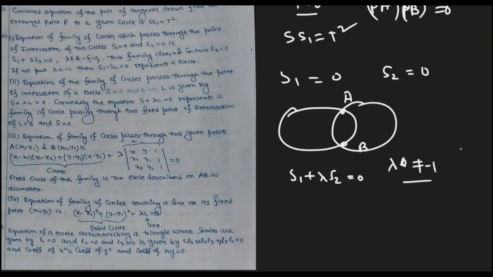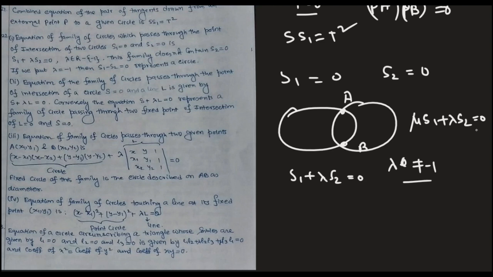So, a more general way, if you want to get all the families of these intersections, you should write mu into S1 plus lambda into S2. So now what will happen? From here you can find the members. If mu is 0, you can find lambda is non-zero, then you can find the member S2 also.